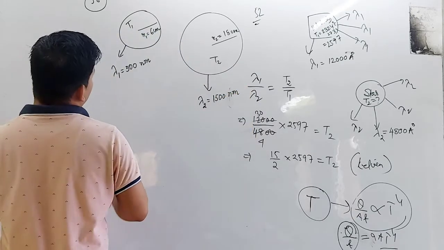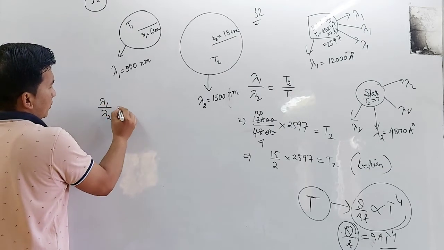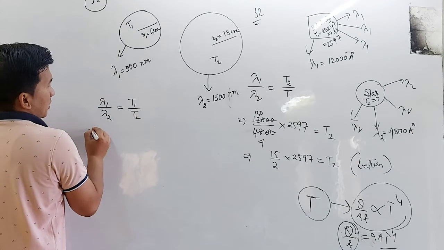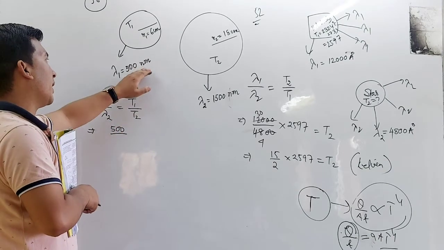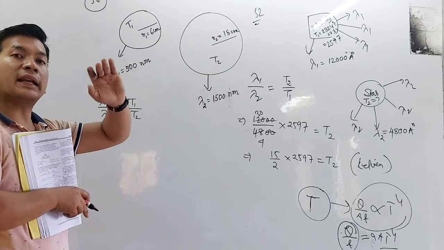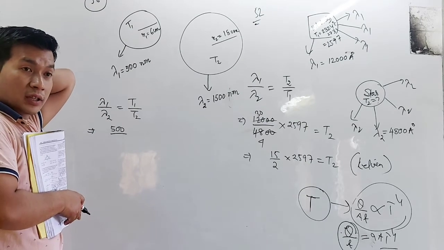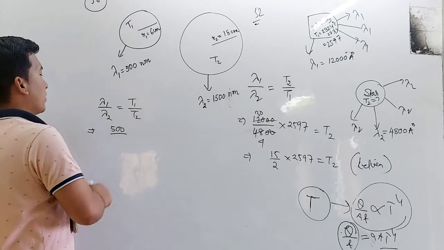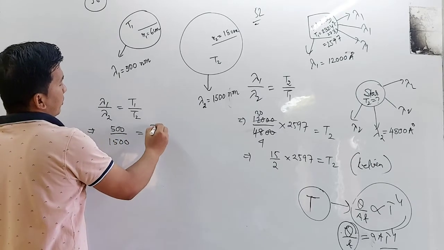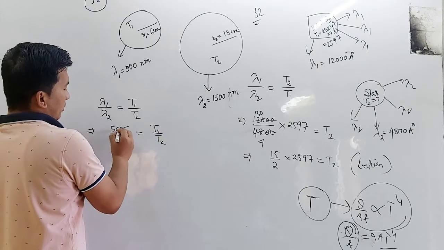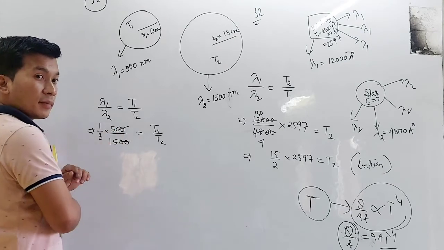Wien's displacement law: lambda 1 by lambda 2 is equal to T1 by T2. That is 500 divided by 1500. Nanometer gets cancelled out in the ratio, you don't have to change it into standard unit. So the temperature ratio T1 by T2 is 1 by 3.